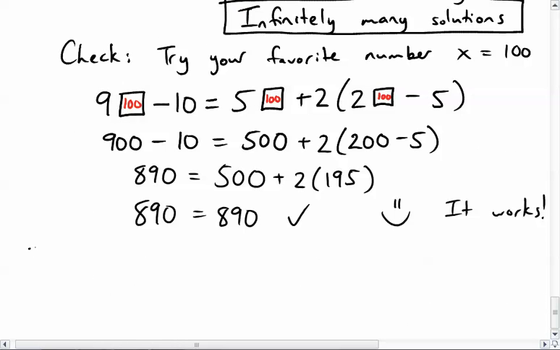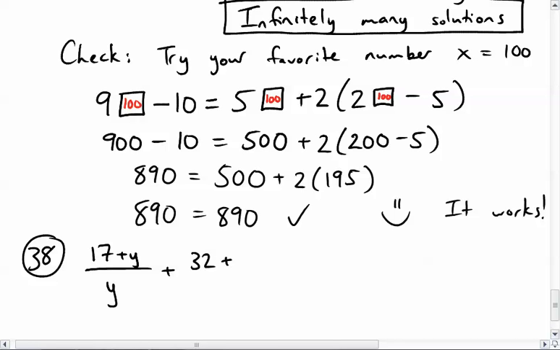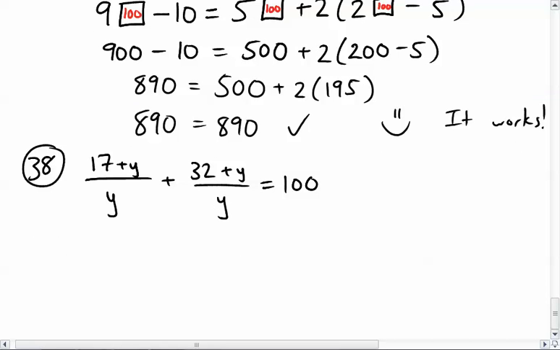Question number 38. Here we've got a rational equation. 17 plus y over y plus 32 plus y over y is equal to 100. So in this case, because we have an equal sign, we can multiply the same number on the right and the left, and it won't change the equation. So we want to multiply every term by the lowest common denominator, which in this case is y, because we have y here and y here.